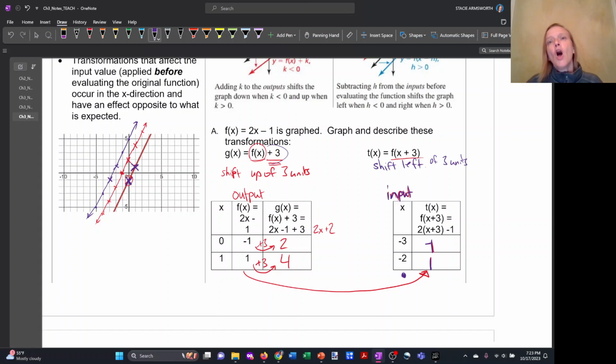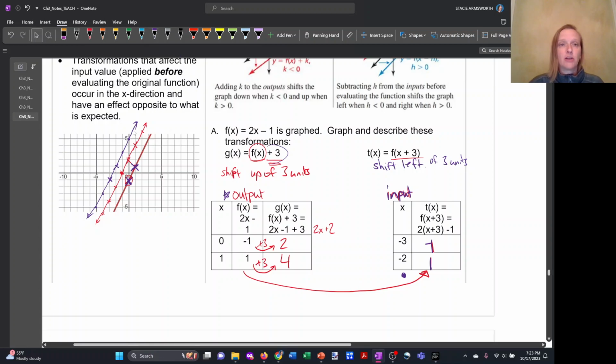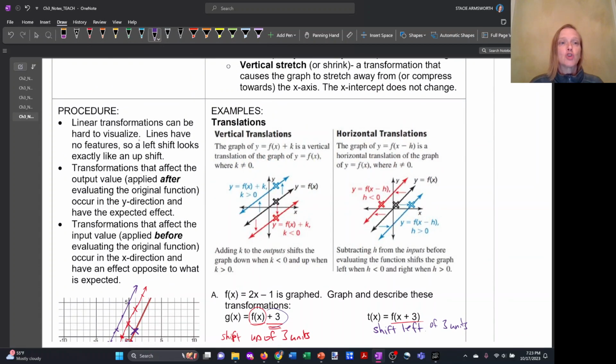In general, when you deal with transformations that affect the output value, the transformations are what you expect. And I'm going to scroll up a little bit so we can see this here. Transformations that affect the output value applied after evaluating the original function occur in the y direction and have the effect that you expect. Transformations that affect the input value, you apply the change before evaluating the original function, occur in the x direction and have an effect opposite to what's expected.